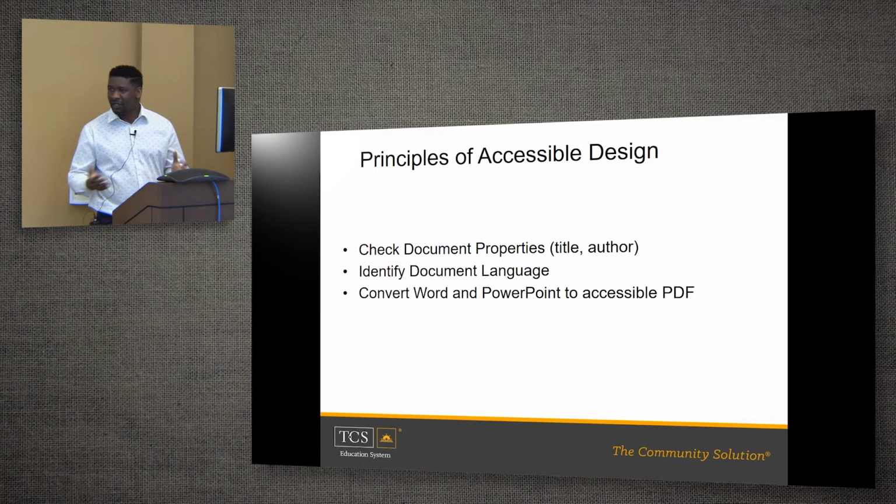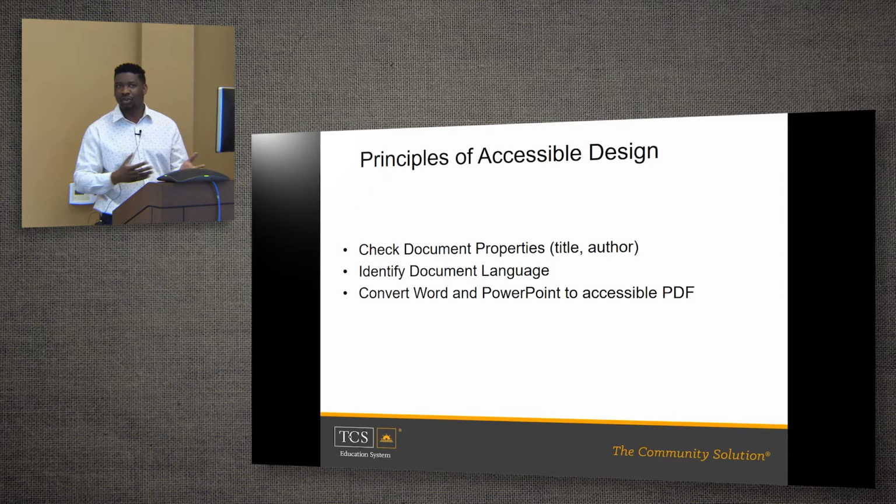So some of the key principles that I'll talk about, I chose to start first with the simple ones, and I'll show you how to do some of these things in Microsoft Word. But you want to make sure that you check your documents for the title, for the author, because when somebody is using assistive technology, these are some of the things that assistive technology will pull in to be able to know what type of document they're dealing with, including the title of the document, just to provide some context.